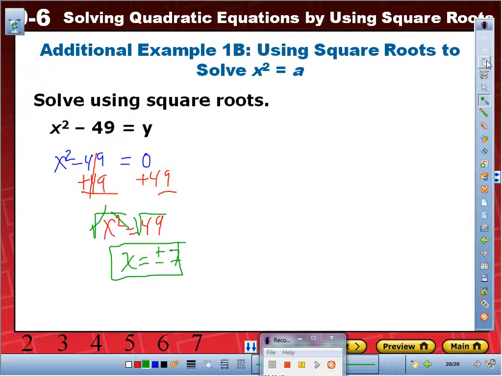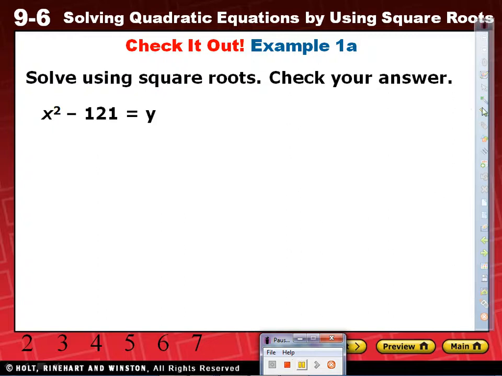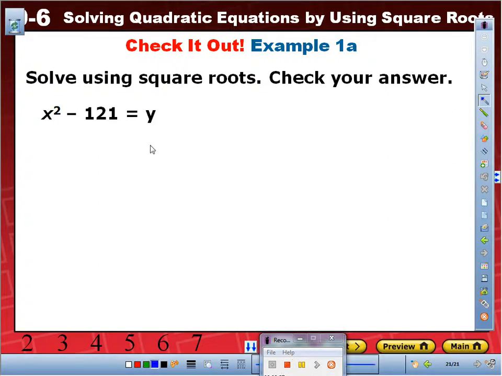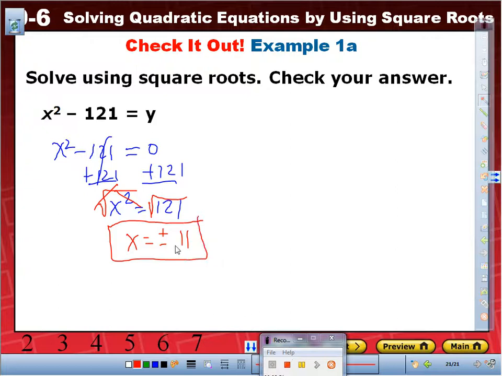Do this one by yourself. x squared minus 121 equals y. Go. All right, let's check your work. Here it goes. First step, you substitute y for 0. We're left with x squared minus 121. You add 121 to each side. We're left with x squared equals 121. Our last step is to do the inverse of a square, which is a square root. And we're left with x equals plus or minus 11. Hands up if you got that. Okay. Now check this out.